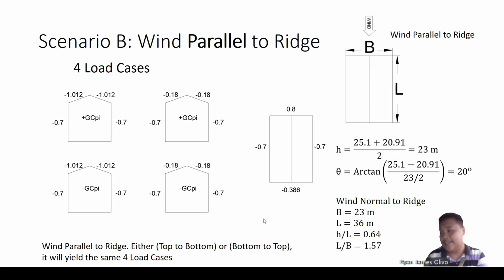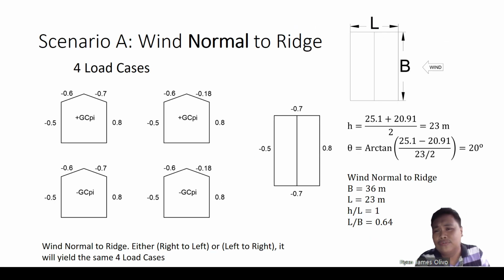So as I have discussed earlier, in the normal to the ridge, the parallel to the ridge also has four load cases. Because we consider the negative 1.012 and we consider the negative 0.18. So therefore, in our two scenarios, we have 8 load cases. But as you can see, guys, since this is negative 0.6, this is negative 0.7, we really just consider the negative 1.012 because it's much higher.